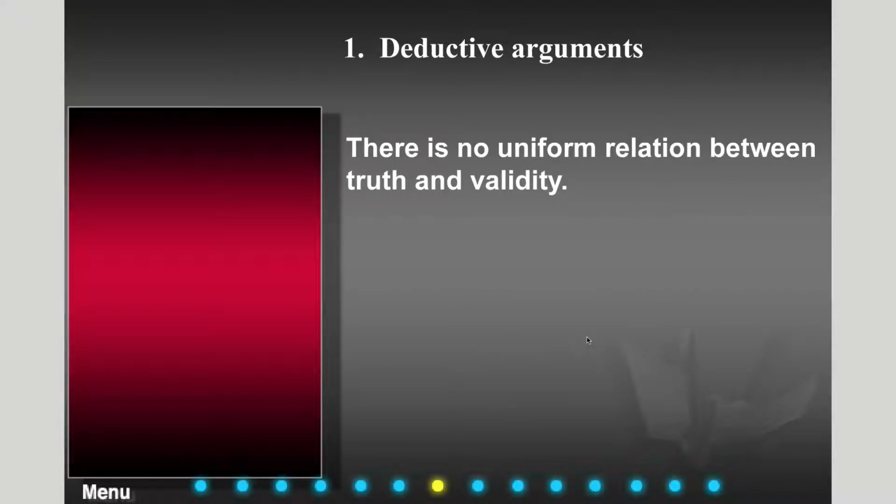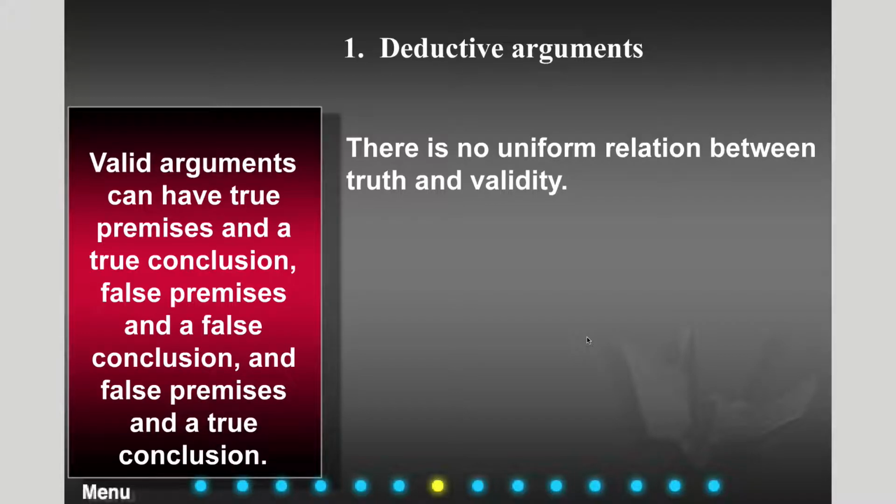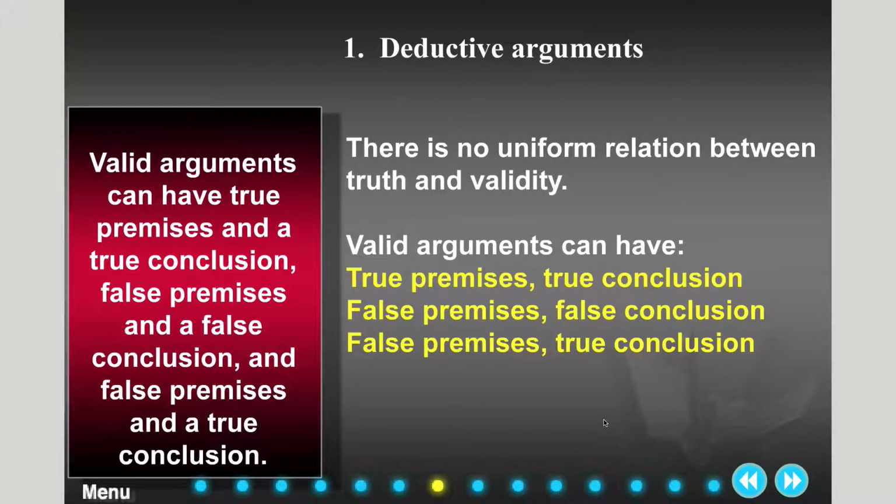So there's no uniform relationship between truth and validity. That is not a question we're asking right now. We're saying if the premises are true, then does the conclusion necessarily follow? Okay? So valid arguments can have true premises and a true conclusion. Valid arguments can have false premises and a false conclusion. And something we won't take up yet today, they can actually have false premises and a true conclusion. Okay? But valid arguments, if the premises are true, they have to have a true conclusion.